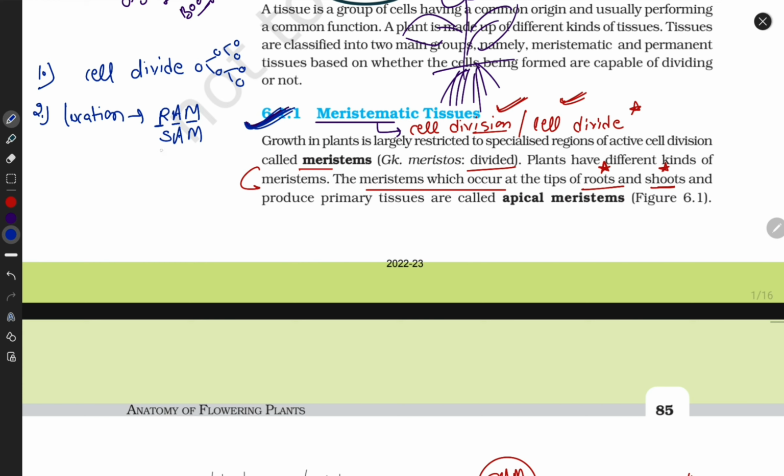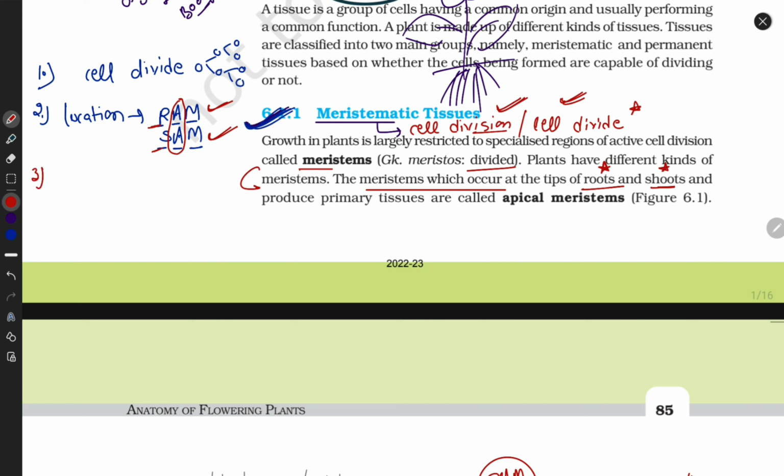Root apical meristem, shoot apical meristem. You have to write where RAM is present and where SAM is present. Which is the location? They are present at the tip part of the plant. RAM is present at the tip part of the root and SAM is present at the tip part of the shoot. Clear or not?